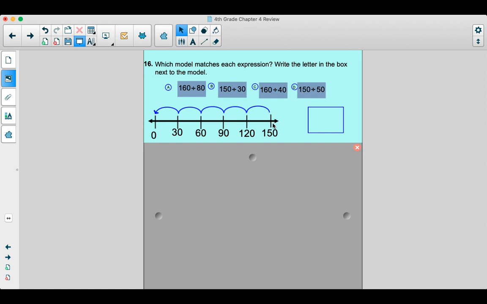Now, it was broken into, let's see, groups or counts by groups of 30s, right? But it's counting backwards because the arrow is going this way. So it's actually showing repeated subtraction. So minus 30, minus 30, minus 30, minus 30, minus 30, right? So that would show us 150 divided by 30. So we would type in B.